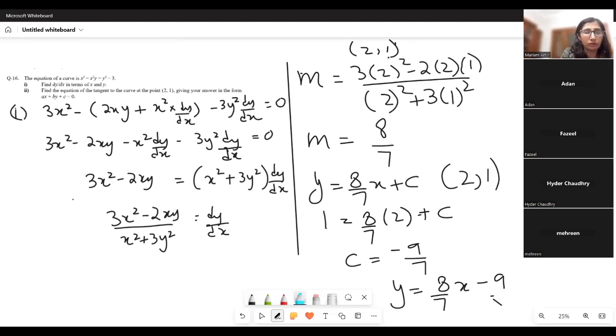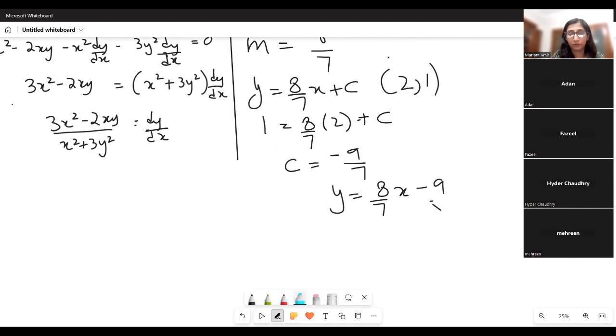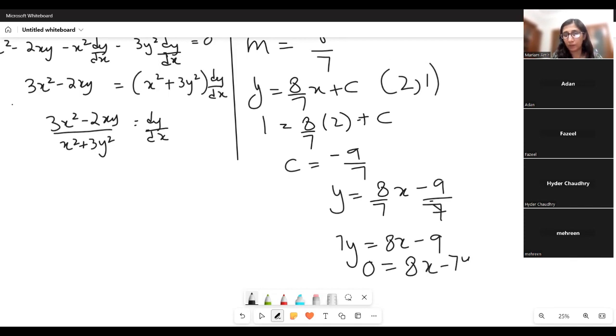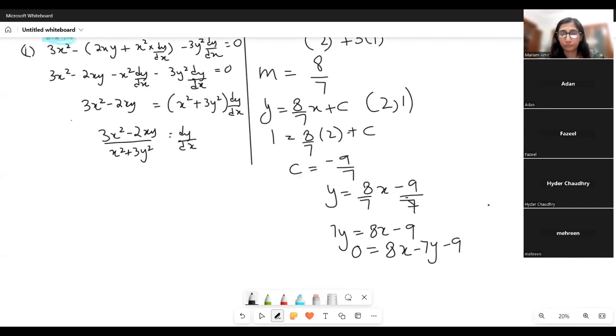However, the question has special instructions, which is to write it in the form ax plus by plus c equals 0. This is upon 7 here. So the LCM is already taken, it's 7. Send the 7 to the other side. 7y equals 8x minus 9. Now you rearrange. So 0 equals 8x minus 7y minus 9. That is the required format. 8x minus 7y minus 9. That's correct. Okay, if there are any questions please ask, and in homework remember to do 17 and 18.